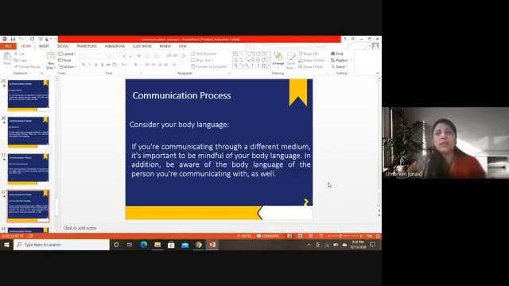Sometimes we get it and sometimes we ignore it. Actually, when you are communicating with another person, it is very important that you try to understand the body language as well.